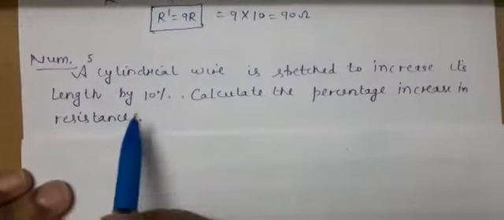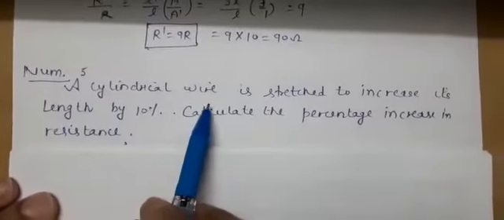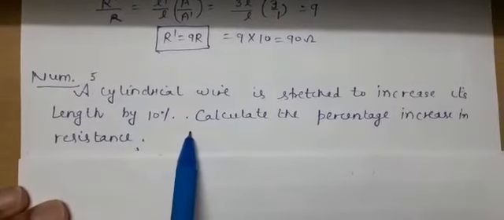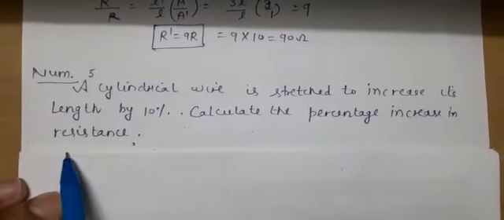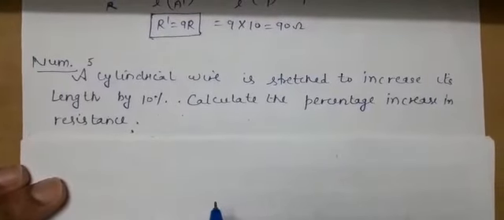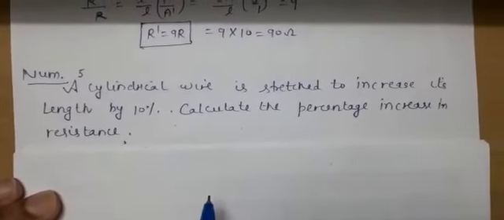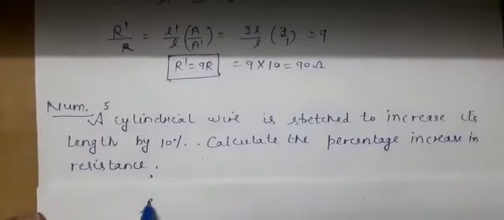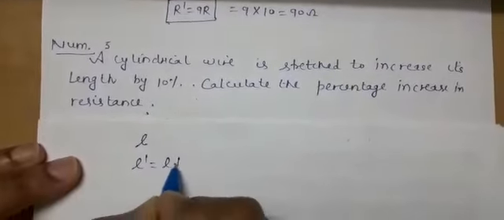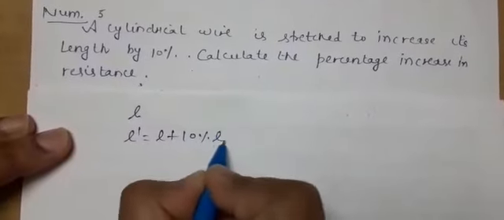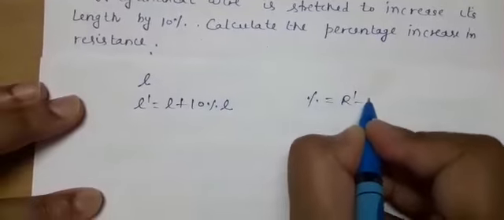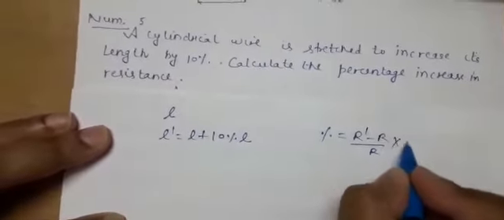Now, next numerical. A cylindrical wire is stretched to increase its length by 10%. Calculate the percentage increase in the resistance. See, as the wire has been stretched, there is an increase in length. If L is the original length, then the increased length L dash will be L plus 10% of L. You have to find the percentage change in resistance.